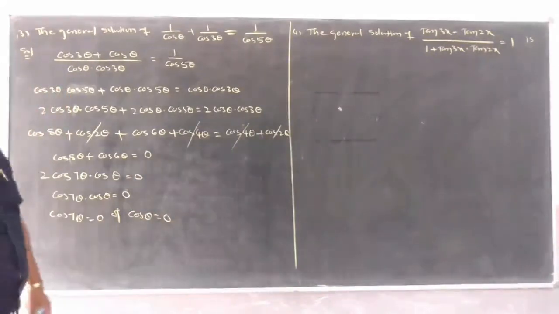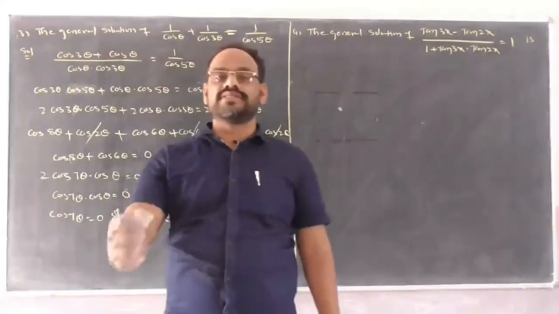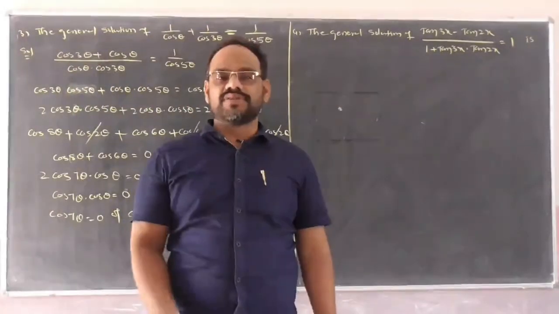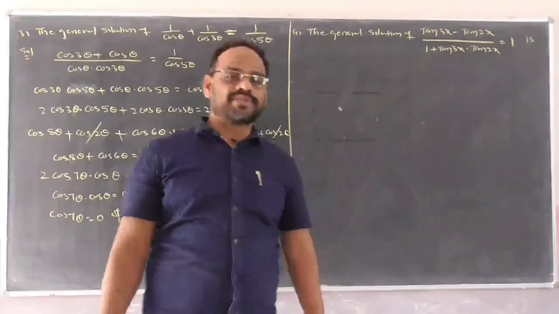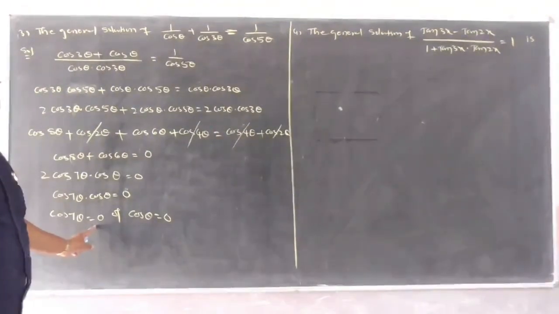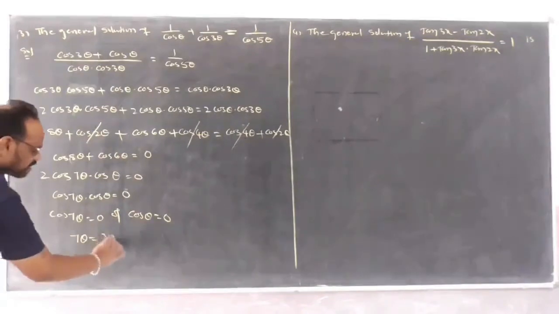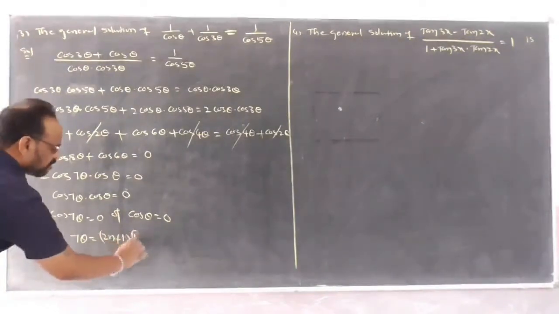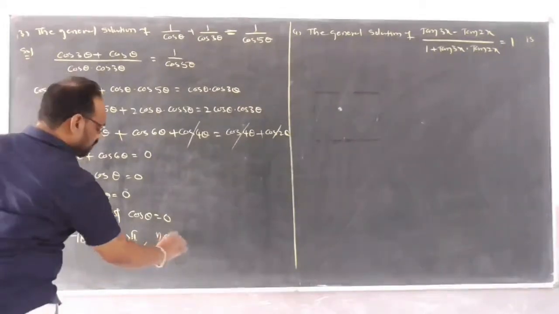We want the general solution. We know that the general solution of cos x is equal to 0: x is equal to odd multiples of pi by 2. So 7 theta is equal to odd multiples, 2n plus 1 into pi by 2, where n belongs to Z.